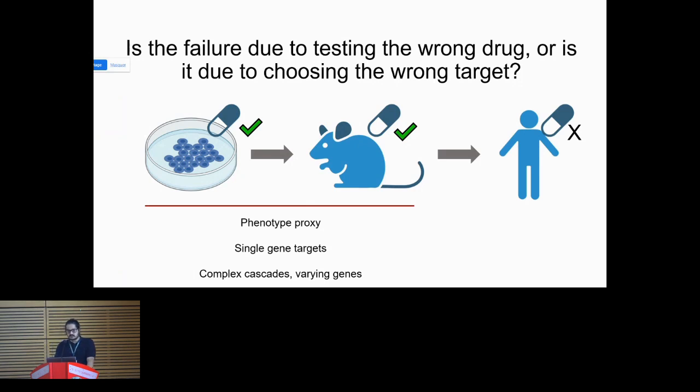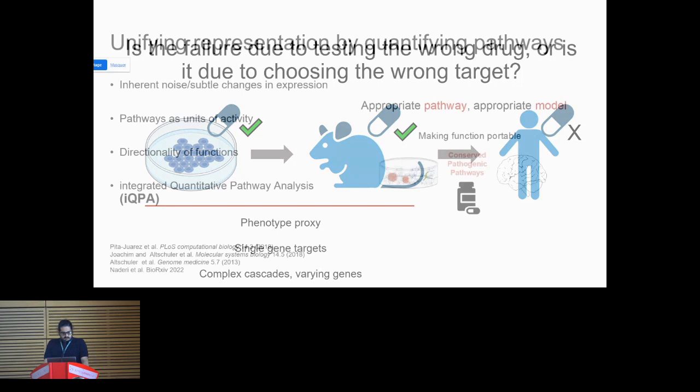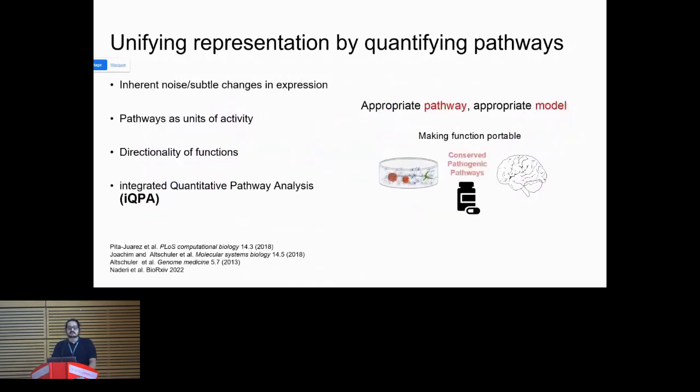So what if we could represent activity of groups of genes and cascades as single numbers, as pathways? We know that there is inherent noise and subtle changes in gene expression that might not be capturable by standard assays. So if we could look at pathways as units of activity, and if we could determine directionality of function, whether they are upregulated in the disease or downregulated in the disease, we could form a basis to compare different model systems and data sets from humans.